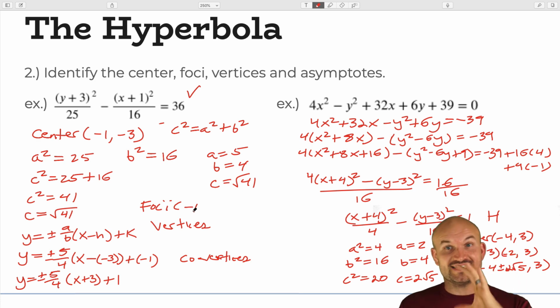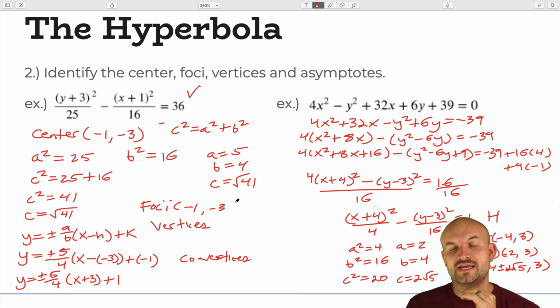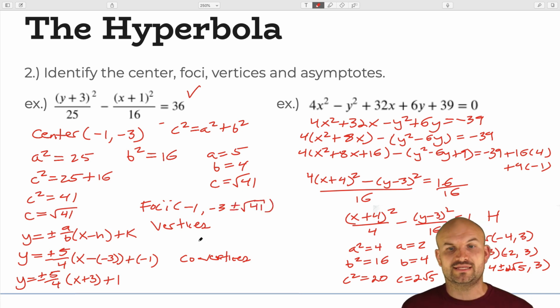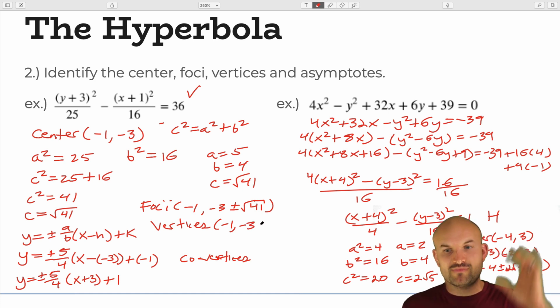So I have a -1. That's not changing, right? If I'm moving up or down, the x coordinate's not going to change, but I'm going to have -3 plus or minus the square root of 41. That cannot be simplified, so I'll leave it like that. The vertices, again, are going to be going up and down as well. So I'll have a -1, comma, -3, plus or minus 5.